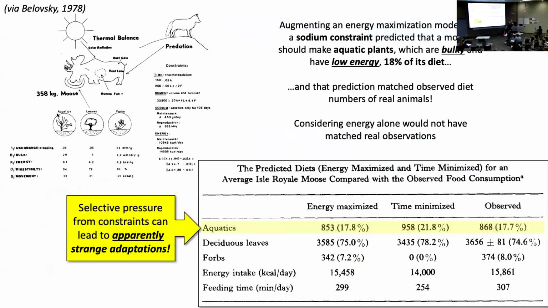Driven by sodium, by salt. That's right. So these moose really need salt. They're limited by it in their environment. So that limitation drives them to do weird things in terms of the normal way we think about foraging. We think about foraging for energy, but energy isn't everything. You also need these micronutrients, and the micronutrients apparently are a significant driver of moose behavior. 20% of their diet is pretty cool.